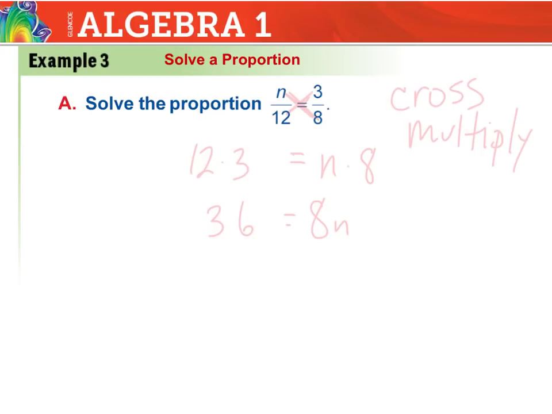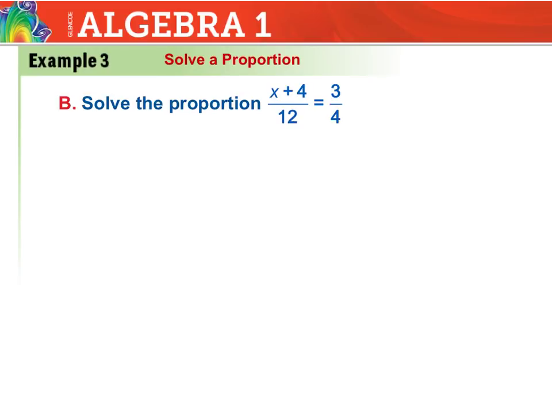And let's see what we get here. So you see I've cross multiplied here. We're going to divide, of course, by 8, right? And we're going to get, I think that's 4.5. If I did the mental math in my head right there, I think we're good. Okay. All right, moving on to our next one here.